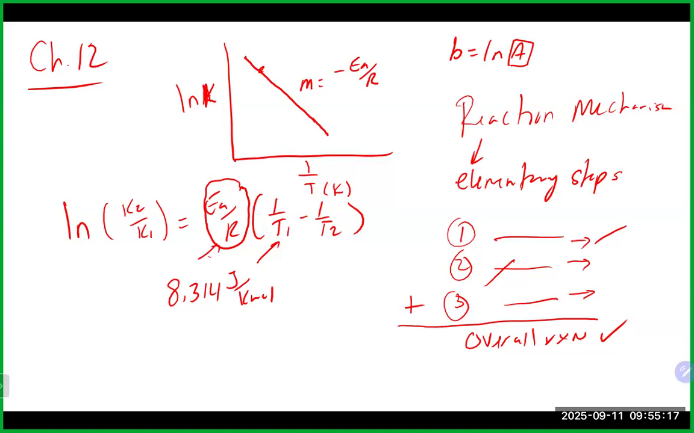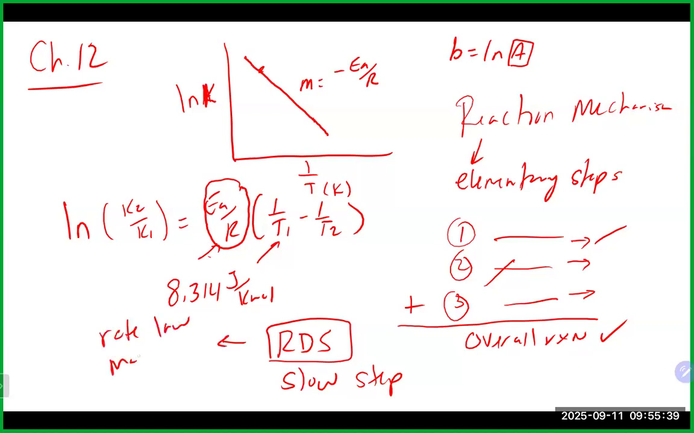So again, if you add up those steps, it's all good. You will be in good shape. The other thing that you need to make sure of for it to be a good mechanism is the rate determining step, or the RDS, which is the slow step in the mechanism. And the slow step in the mechanism should always have a rate law that matches the one found experimentally.